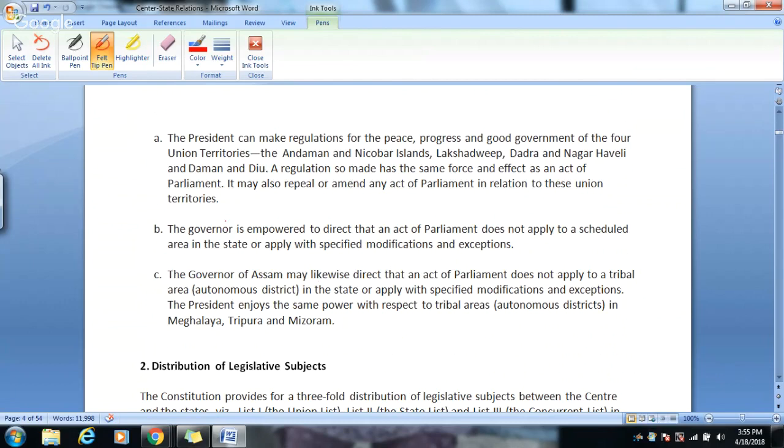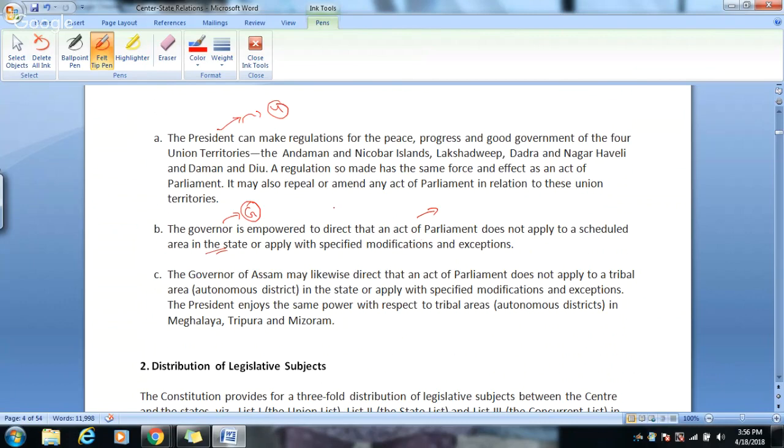So here we see the president can make regulations for these particular four union territories. In this point, we see that the governor is empowered to direct that an act of Parliament does not apply to the scheduled area. So whatever act is made by Parliament, that is not applicable to the scheduled area in the state, or applies with specified modifications and exceptions.